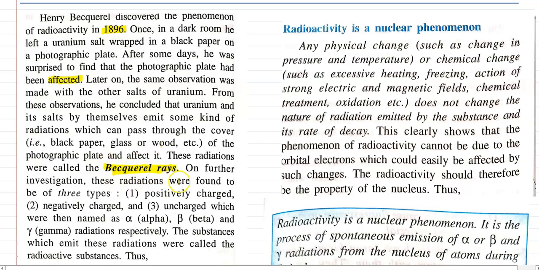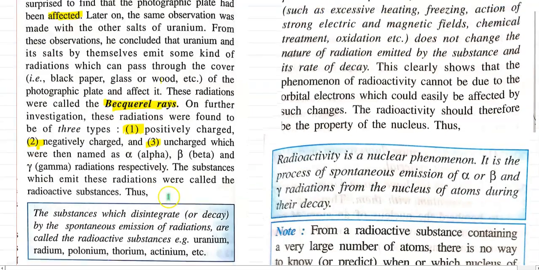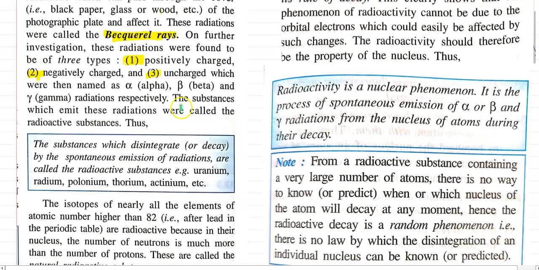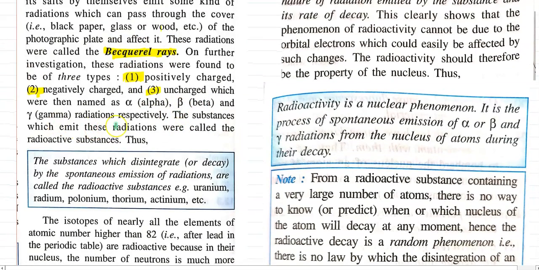Further investigation was done by Rutherford, and he found that there are three types of radiations. One is positively charged, one is negatively charged, and another is uncharged radiation. The positively charged radiation is known as alpha, the negatively charged radiation is known as beta, and gamma is the radiation which is neutral. This is not a particle, this is only an electromagnetic wave.